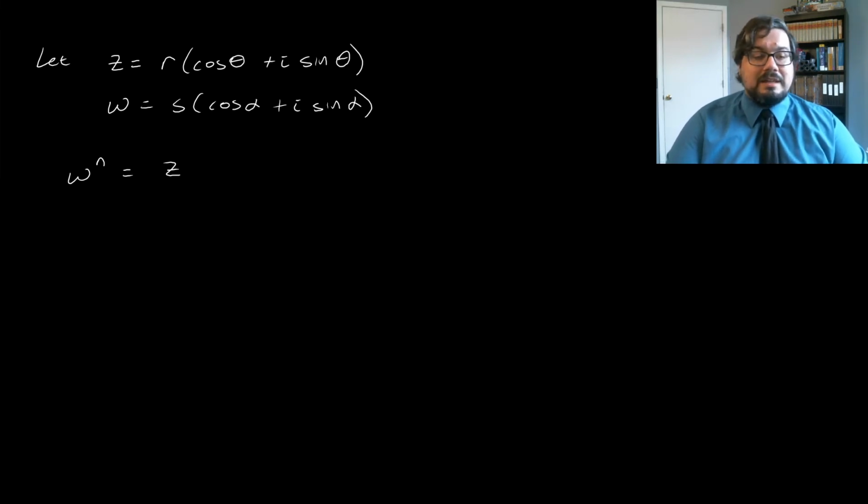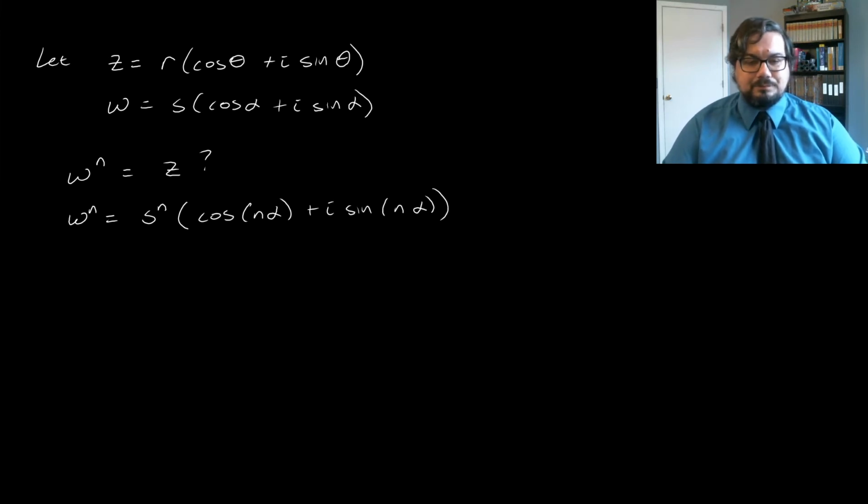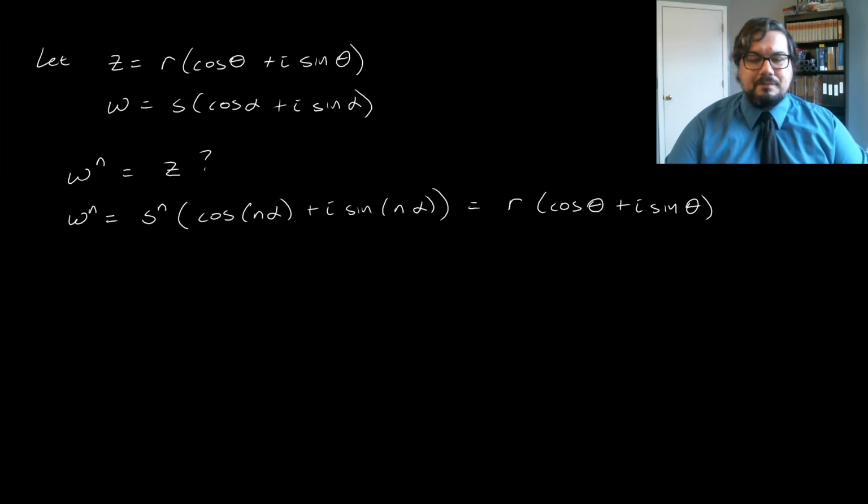Well, we can work out what each of these expressions are. So w to the n, by De Moivre's theorem, is s to the n times cosine of n alpha plus i times sine of n alpha. And so if we want w to the n to equal z, z is r times cosine theta plus i sine theta.